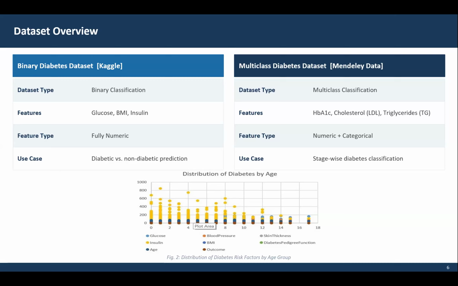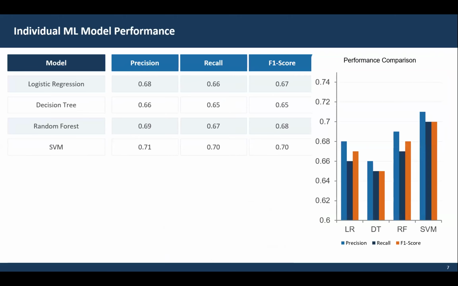So this is the graph of that. Now here we are giving the individual machine learning model performance. As I've told, we do four machine learning models: logistic regression, decision tree, random forest, and SVM. In this model, the accuracy we have achieved, the precision, recall, and F1 score, this is the output of it, and this is the graph of how each and every model performed.